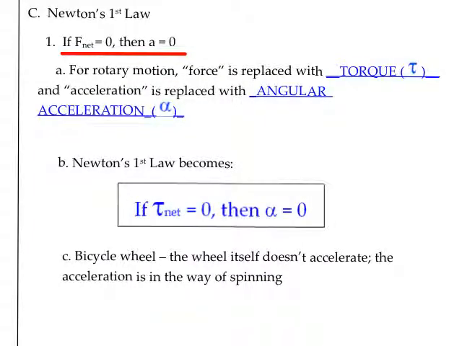Now that we have a rotational or angular counterpart to force, we can revisit some of Newton's laws. So today we're going to cover Newton's first law. Remember from last semester, Newton's first law stated if the net force was 0, then the acceleration was 0. So for rotational motion, we replace those terms with their counterparts. Force is replaced with torque, acceleration is replaced with angular acceleration. So we simply rewrite Newton's first law in terms of rotational motion and say if the net torque is 0, then the angular acceleration is 0.